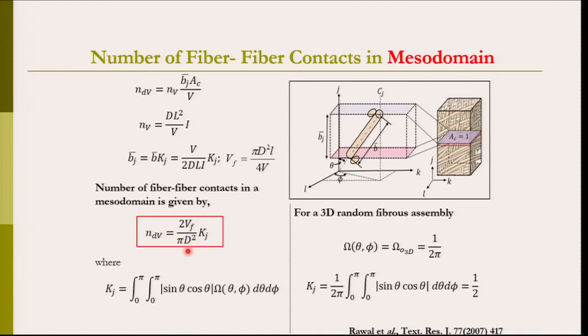volume fraction, fiber diameter, and the directional parameter, which indicates the projection of fibers being aligned in a certain direction, projected on a certain plane. So, Kj, or the directional parameter, is a function of orientation distributions and the alignment of fibers. And for a 3-dimensional random fibrous assembly, we have computed this value, which comes out to be half. So, we are going to make use of the number of fiber-to-fiber contacts in a mesodomain for predicting certain mechanical properties.